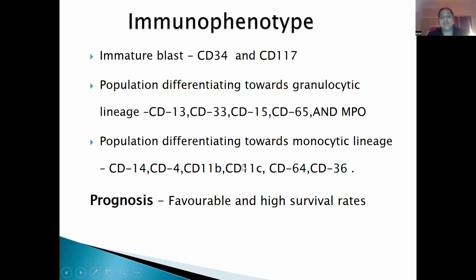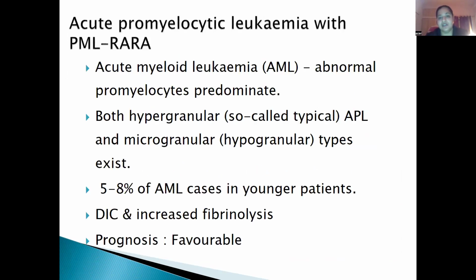Immunophenotypically, immature blasts are CD34 and CD117 positive. If the population is proliferating toward the granulocytic lineage, it will be CD13, 33 and 15 positive and MPO positive. And if it is monocytic, as you can appreciate, there are CD11, 14, 4 and 64 and 36. It has a favorable and high survival rate.